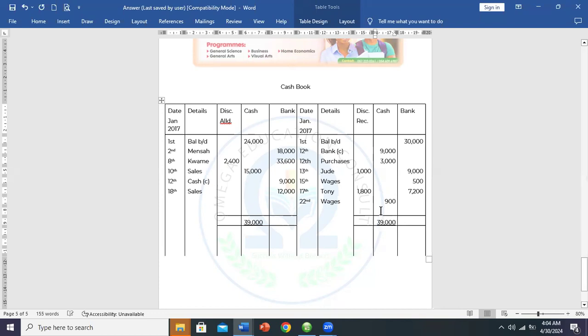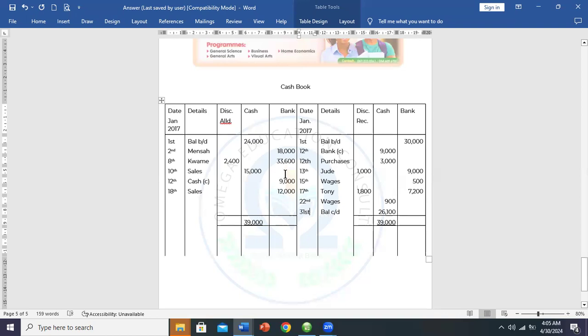When we check the difference, 39,000 minus 12,900, that's 26,100. So that becomes the balance carried down. Balance carried down. And you use the closing date, 31st January. So that is for the cash. You can bring down the balance, or better still finish with the bank account.